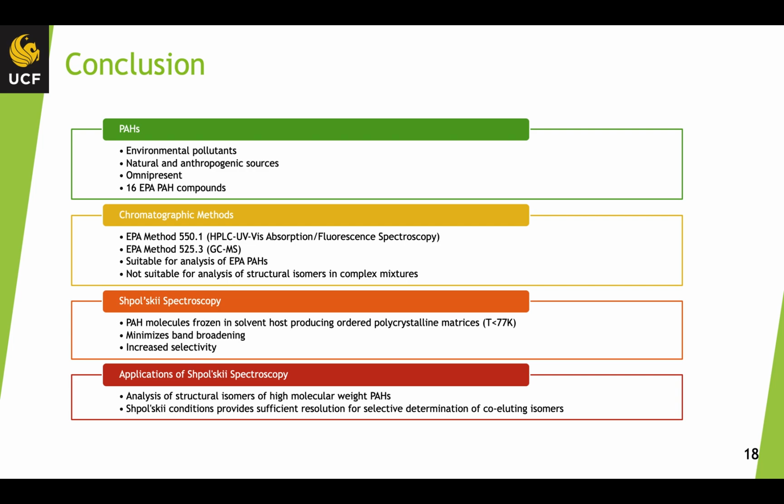And lastly, we went over an application of Shpol'skii spectroscopy, which involves the analysis of structural isomers of high molecular weight PAHs, which are often much more toxic than lower molecular weight PAHs. And as we observed through the spectra and the example from that published work, Shpol'skii conditions provide sufficient resolution for the selective determination of these co-eluting isomers.